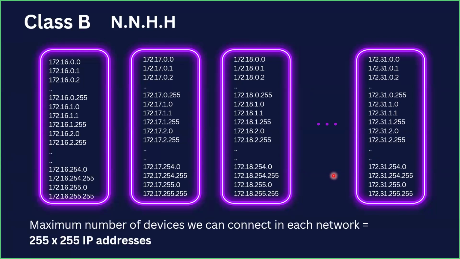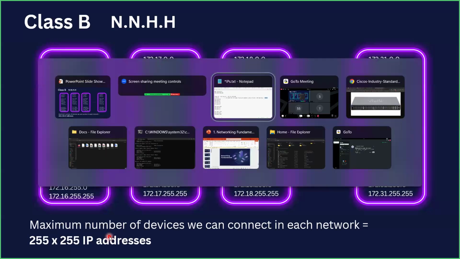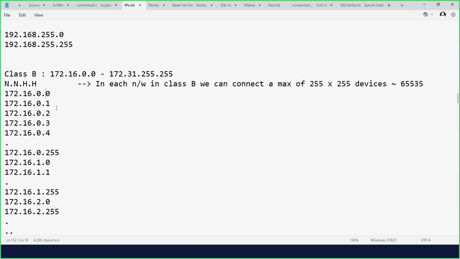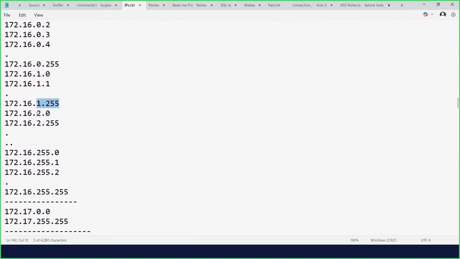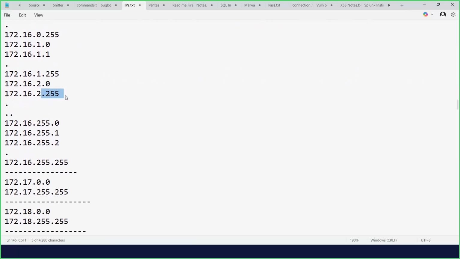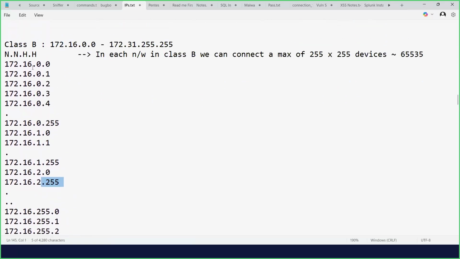Yes, sir. Right. And finally, when you come to class A, okay, anyone who has questions with class B, with this number 255 into 255? How did we get this number? Again, if you notice, for every fourth octet here, this last octet, we have 255 devices. So for 0, we have 255 IPs. For 1 again, we have 255 IPs. For 2 again, we have 255 IPs. For 3 again, we have 255 IPs. So like that, for every third octet, we have 255 IPs.